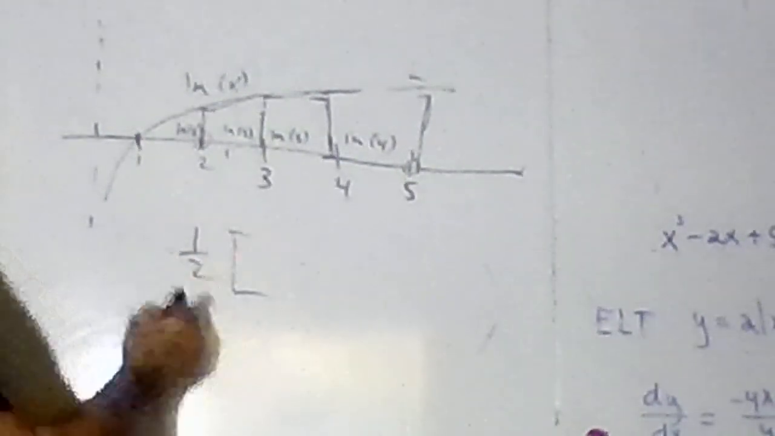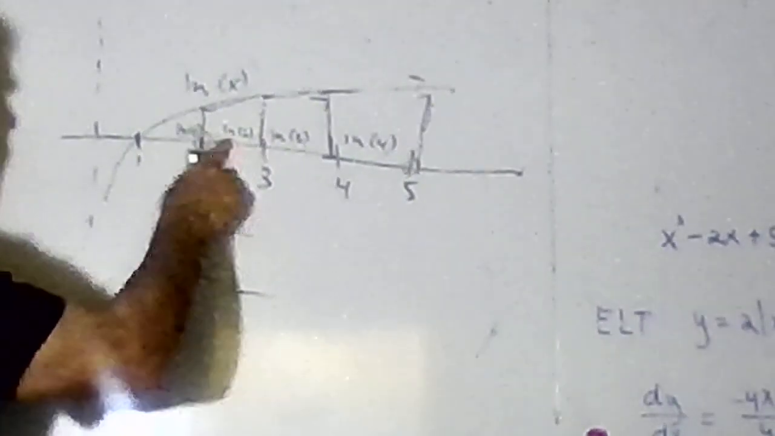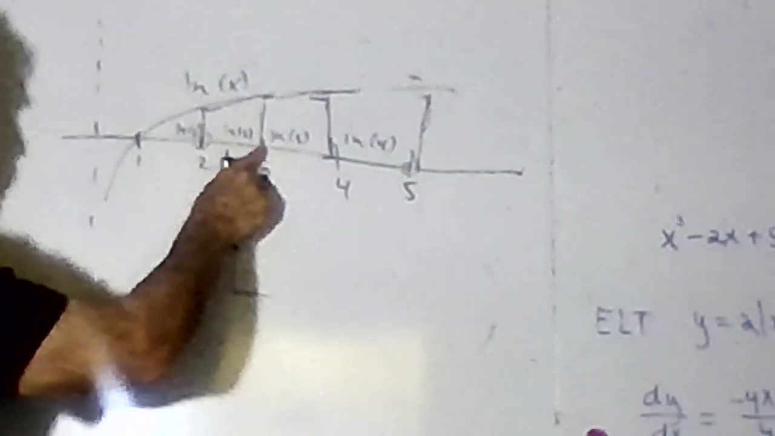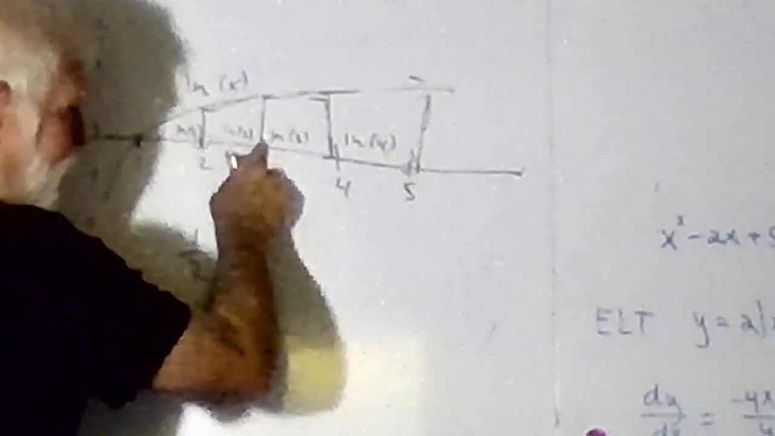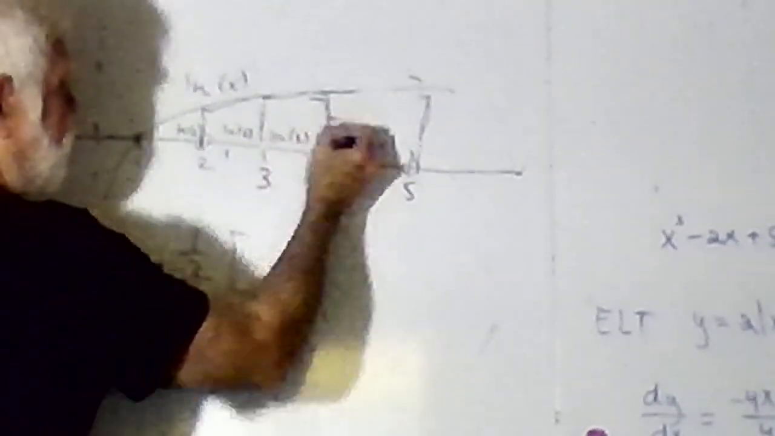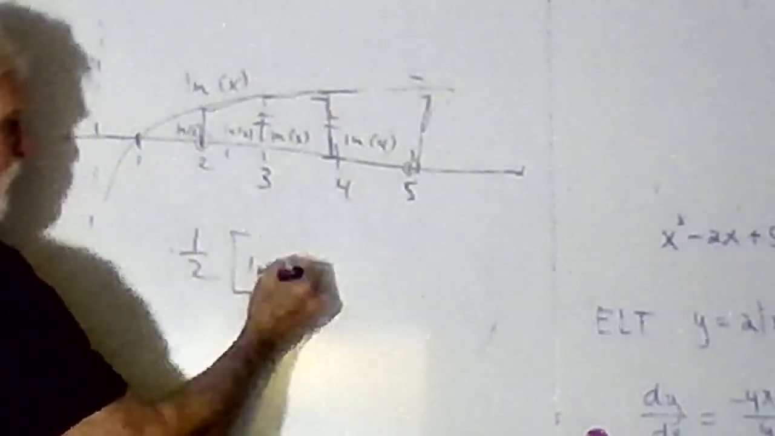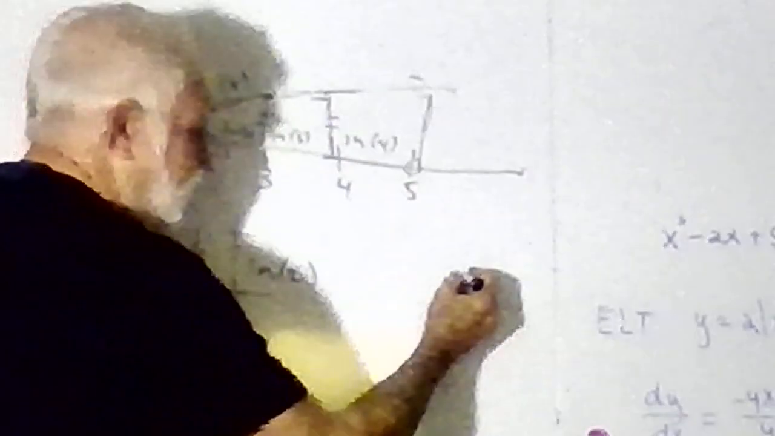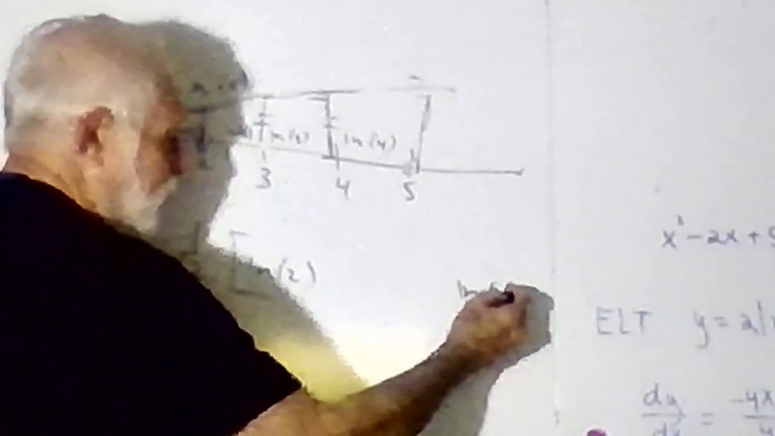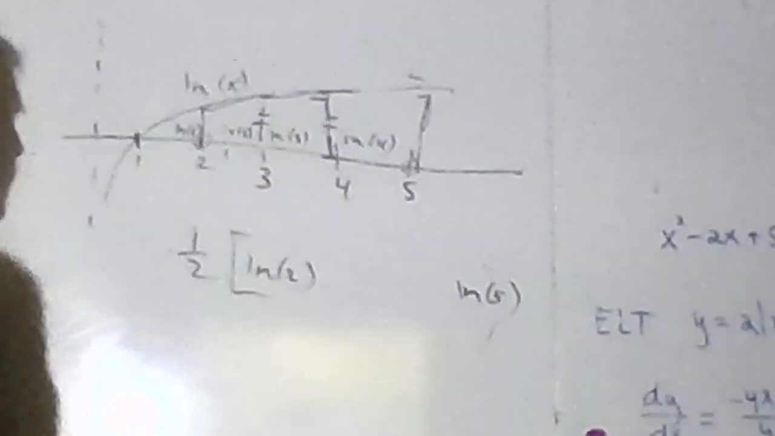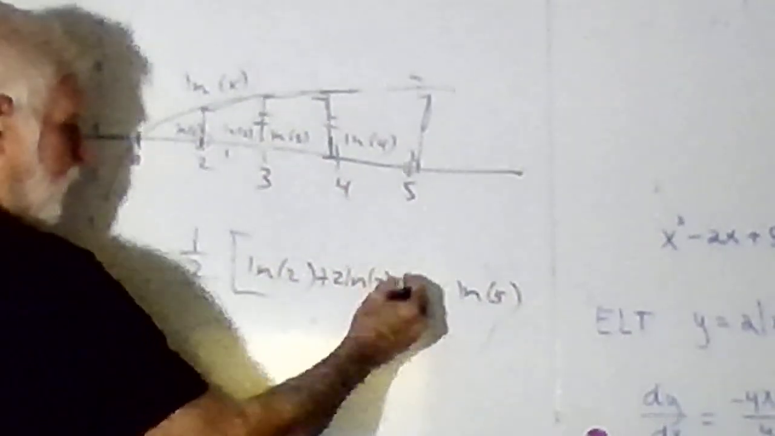times the altitudes, and the first altitude uses ln of 3 twice. The first trapezoidal area uses ln of 3. Right? So does the second trapezoid. It uses ln of 3. So all the ones in the interior get used twice. The one on the outside gets used once, and the one on the outside gets used once, and the ones on the inside, so that was a 5 I guess, get used twice. So 2 ln of 3 and 2 ln of 4.